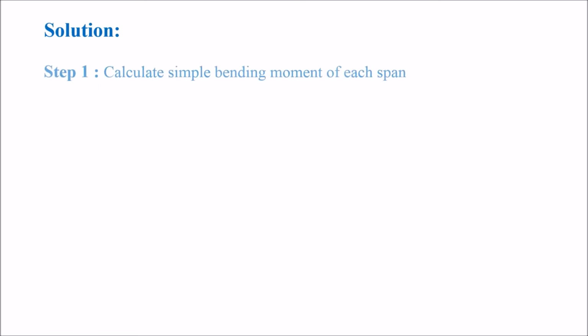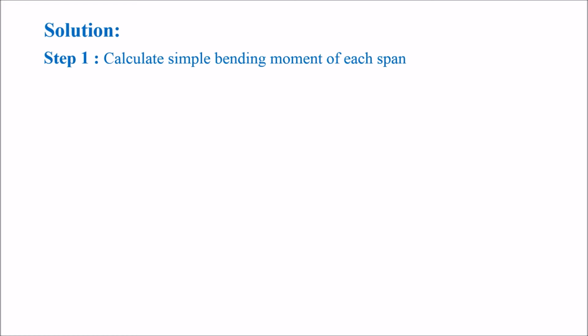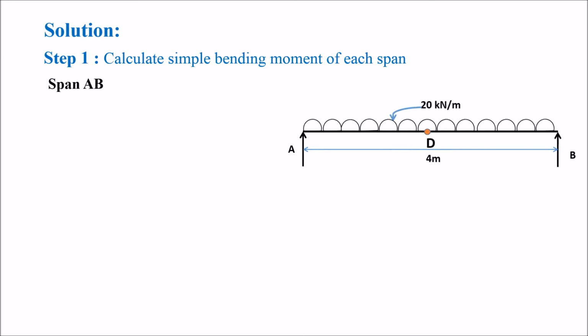Solution. Step 1. Calculate the simple bending moment of each span. Span AB. The 4 meter span AB is loaded with a UDL of 20 kN per meter. Mark point D exactly at the center of span AB for calculating the maximum bending moment. So the bending moment at D equals WL square by 8, 20 into 4 square upon 8, that's equal to 40 kilonewton meter.